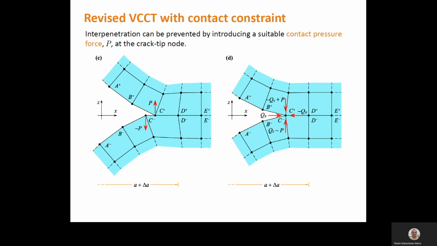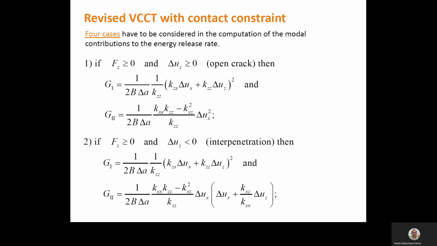Figure D shows the forces that have to be applied to close the crack, and the corresponding work can be related to the energy release rate and to its mode 1 and 2 contributions. Details of the calculations will be given in the full conference paper. Here I just summarize the results. 4 cases have to be considered in the computation of G1 and G2.